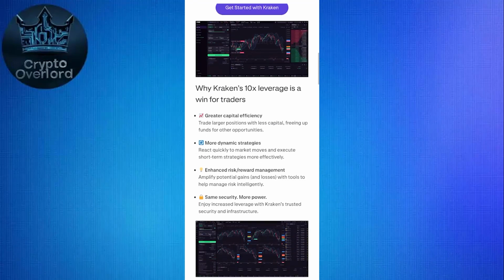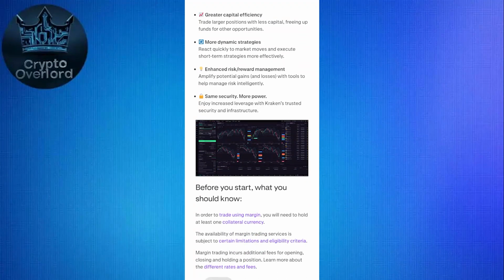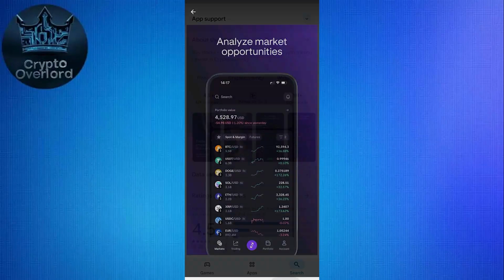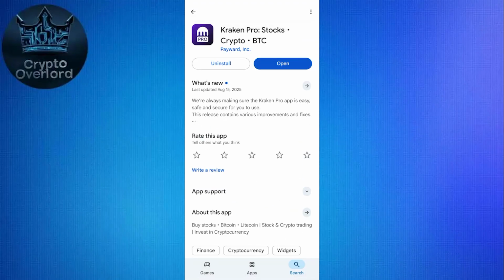This can amplify profits if the trade goes your way, but it also increases the risk of losses, so it's something to approach carefully. To start, you'll need to make sure your account has margin trading enabled. Kraken only allows this for verified users in regions where it's supported, so you may want to double check your eligibility in your account settings. You'll also need collateral. This can be cash like USD or stablecoins such as USDT, or even supported crypto. That collateral is what secures the borrowed funds.